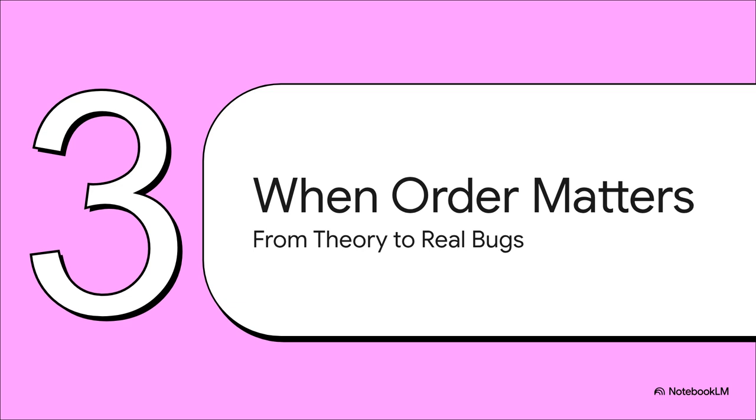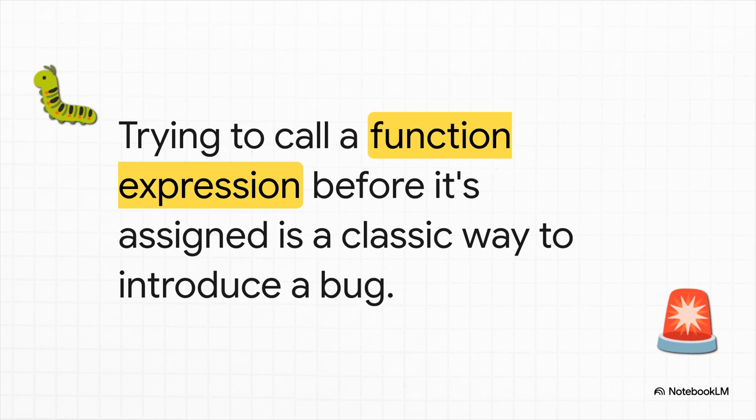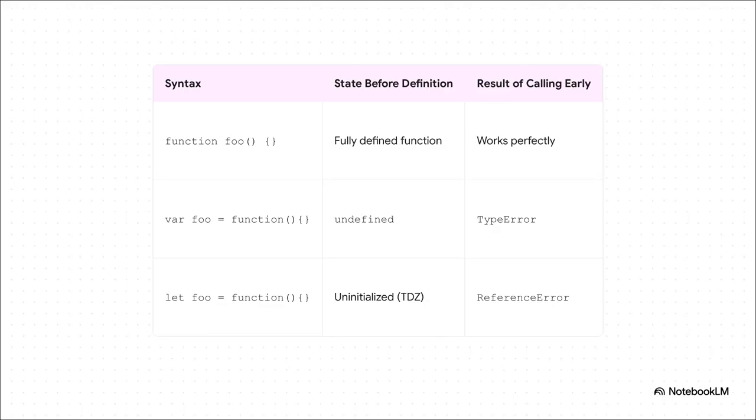And look, this isn't just some nerdy trivia question for a tech interview. This difference has real everyday consequences for how you write your code and, more importantly, how you track down bugs. Trying to call a function expression before it's actually assigned is a super common bug. It's a classic rookie mistake, but honestly, it can trip up anyone. Understanding hoisting is about writing code that's more predictable and way less buggy. This table breaks it down. A function declaration just works, no problem. An expression with var gives you a type error because you're basically telling JavaScript, hey, run undefined. And with the newer let or const, it's even stricter. The variable is in what's called the temporal dead zone, or TDZ, so you get a reference error. The code knows the variable will exist, but you can't touch it yet.